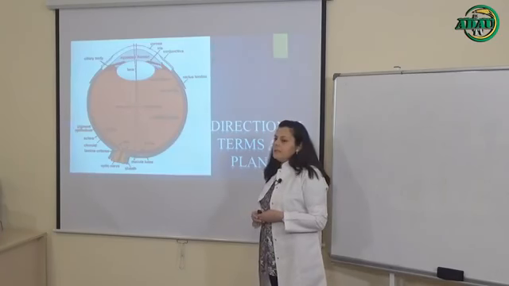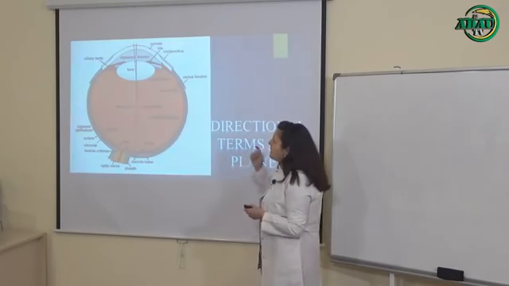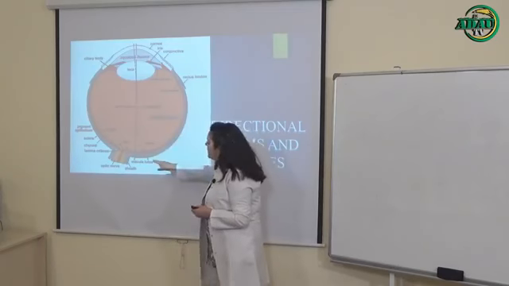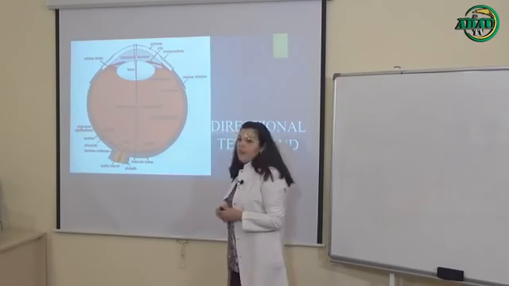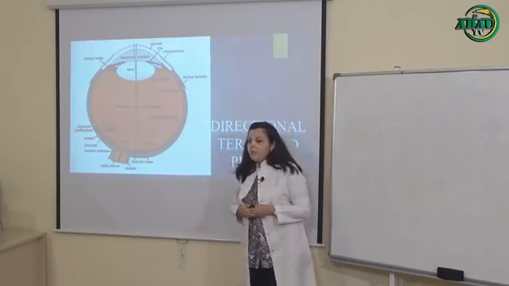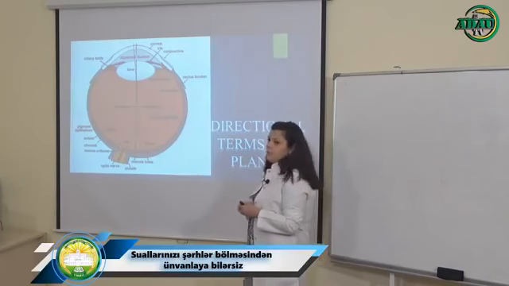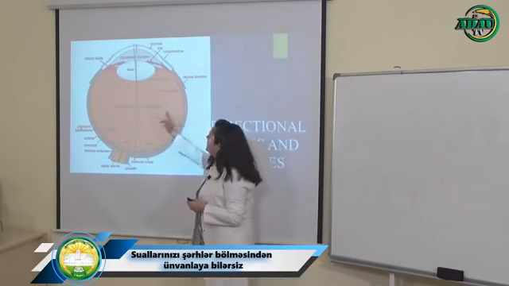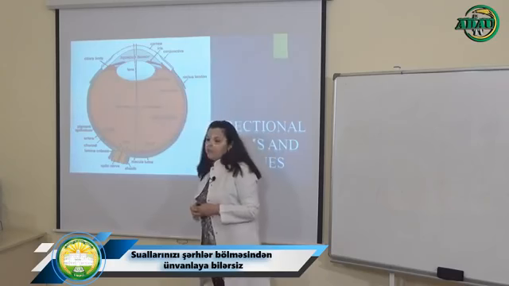What are the meridians? Meridians are the lines which connect the anterior pole and posterior pole on the surface of the eyeball. But what about the equator? Equator is the maximum circumference midway between the two poles, anterior and posterior pole.